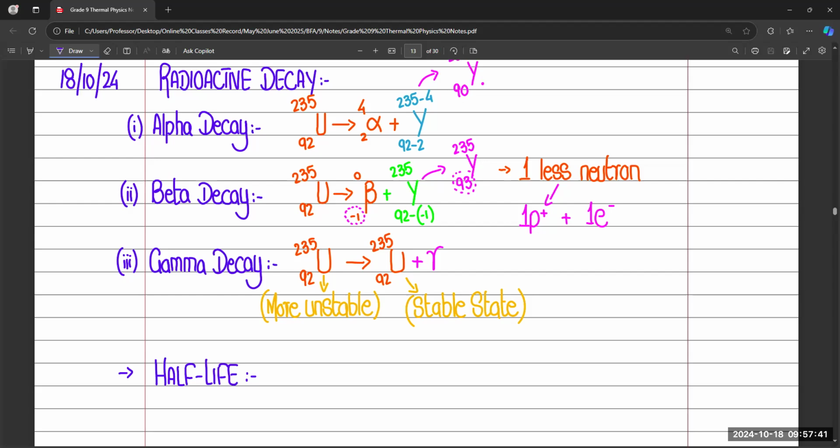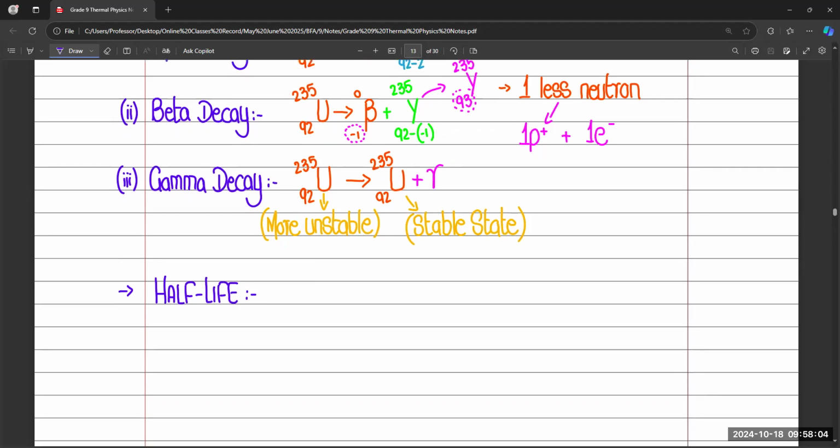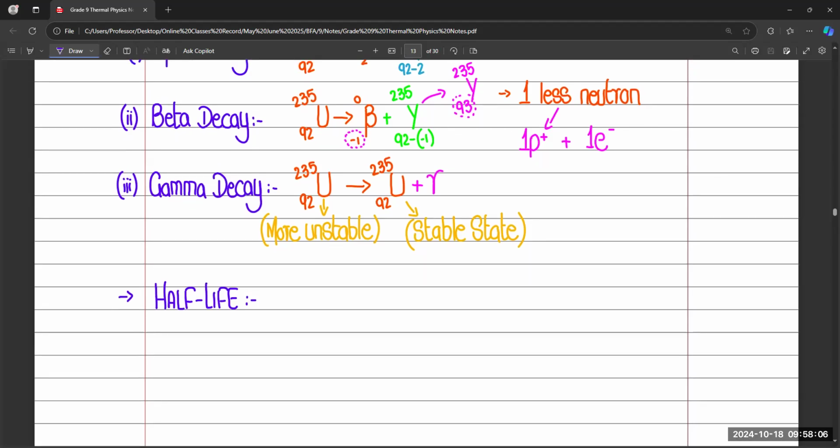For example, in cricket, there is a century, and century means 100 runs, right? And 50 means a half century. So we know that a half century is exactly half of the century, which means 100. In the same way, we need to find out, if we have the mass of any element, how long it will take to decrease its original mass to half.